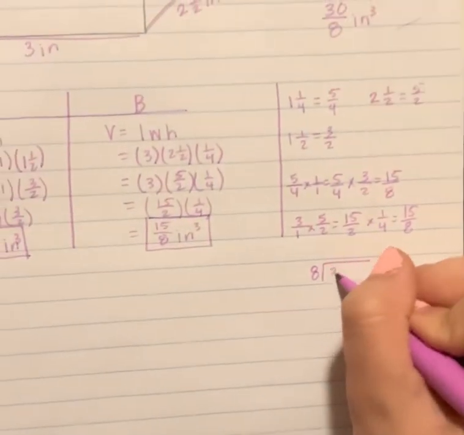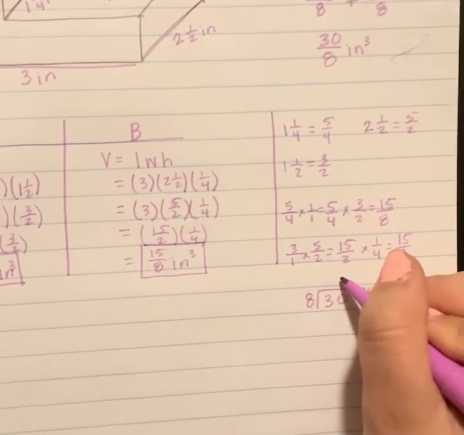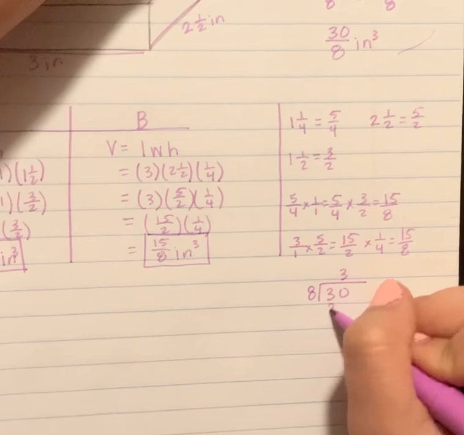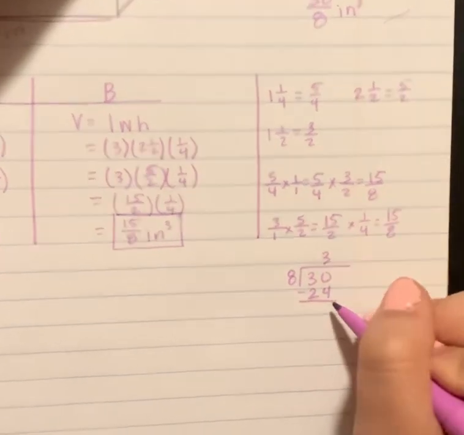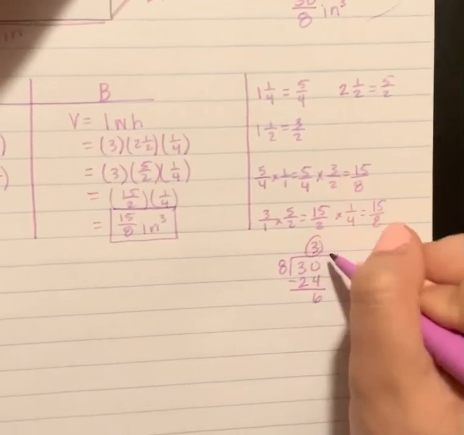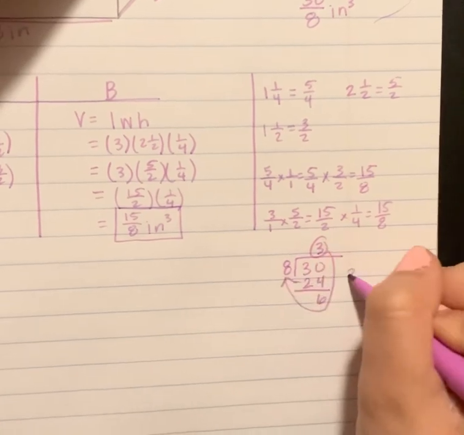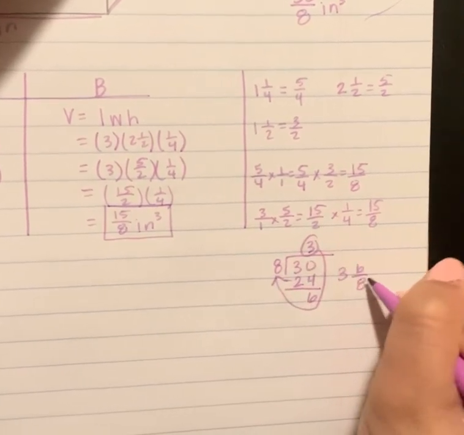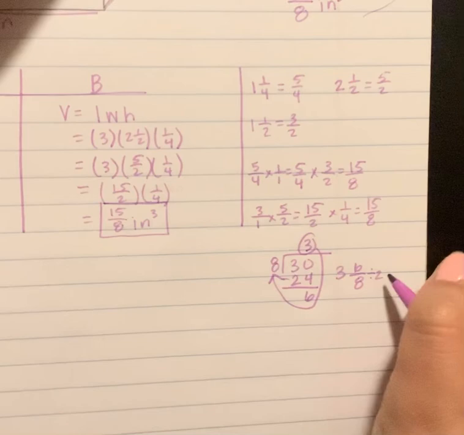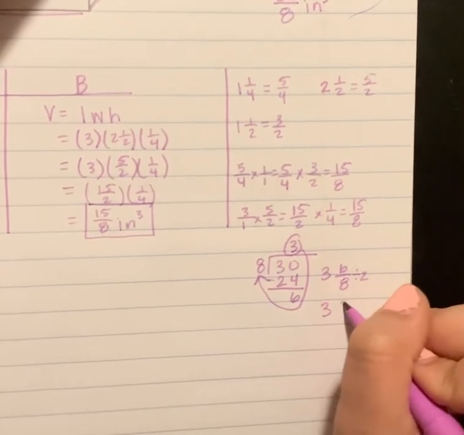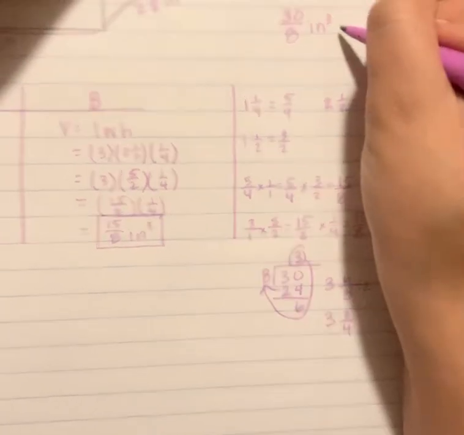Or I can convert this to a mixed fraction. Bottom out, top in. 8 goes into 30 3 times. So that's 3 6/8, but 6/8 can be simplified by dividing by 2 for 3 3/4.